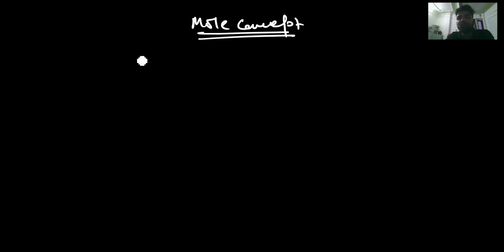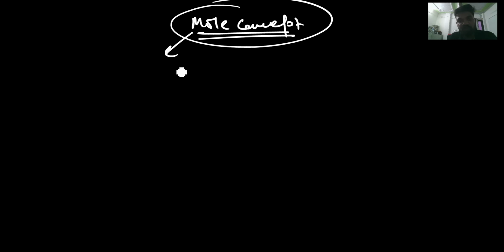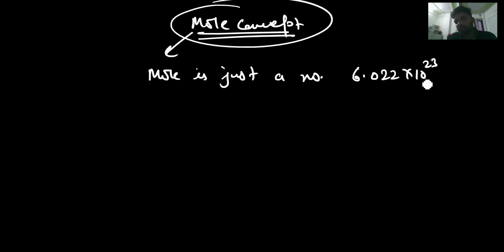Now the scientists were very eager to know the mass of the atoms, so they started finding different techniques to calculate the mass of an atom. Okay, so let's discuss what a mole is. Mole is just a number that has a value of 6.022 into 10 raised to the power 23. Where it comes from, I will explain to you, okay.